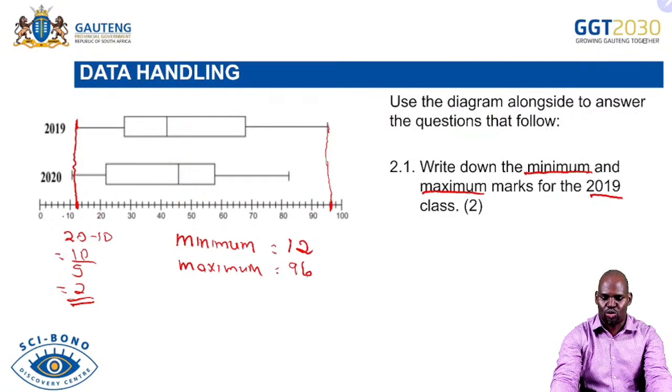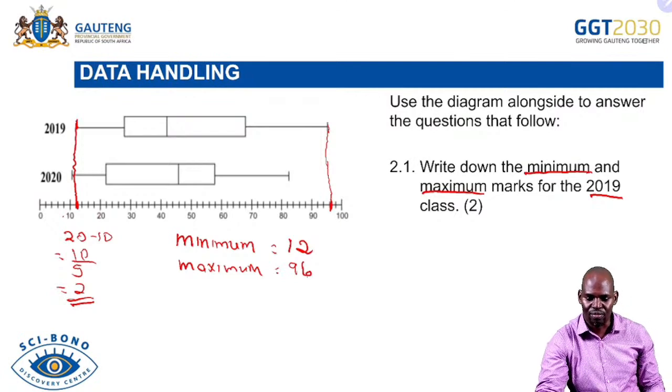Okay, then number 2.2. The class of 2019 had 120 mathematical literacy learners. Calculate the number of learners who got a mark that was less than the lower quartile, as well as the value of quartile 1. Okay, the class of 2019 had 120 mathematical literacy learners. Calculate the number of learners who got a mark that was less than the lower quartile.